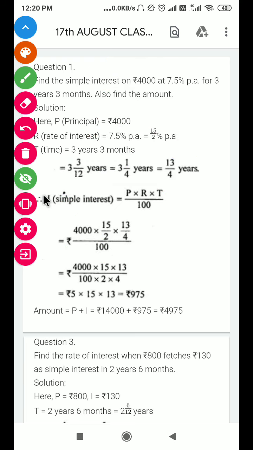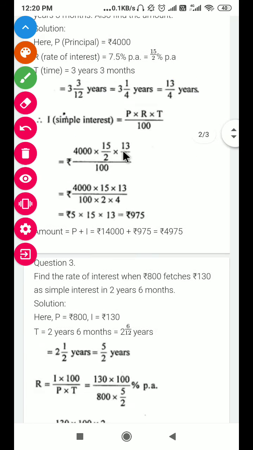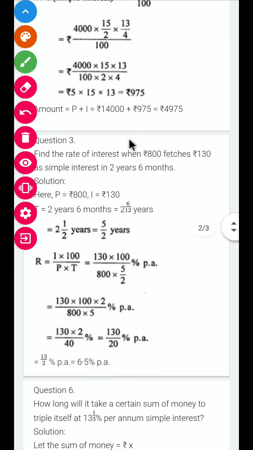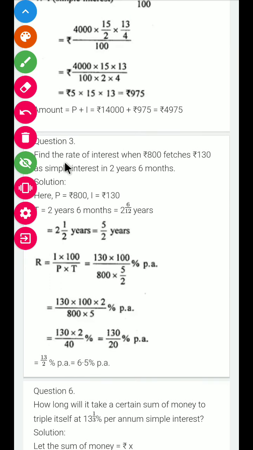The next problem is given. Find the rate of interest when 800 fetches this much rupees as simple interest in 2 years. So which things are given? Principal is given, 800, interest is given, 130, time is given, 2 years 6 months. If you convert this to years, this will be 5/2 years, and the process is similar.